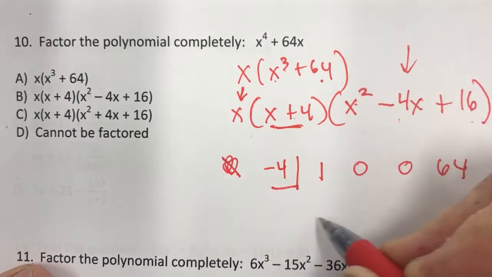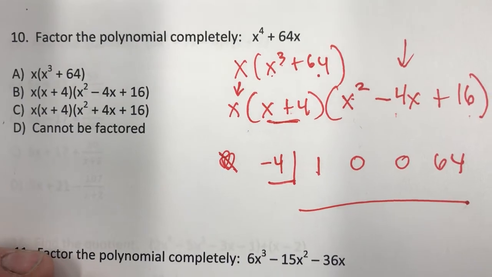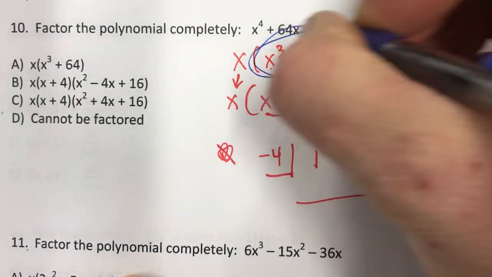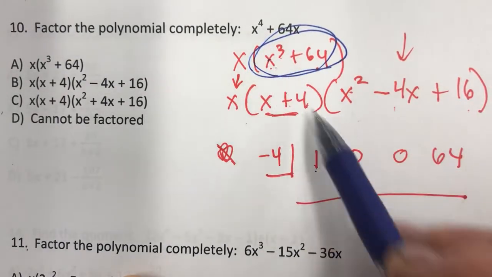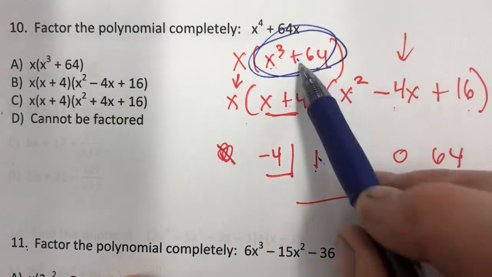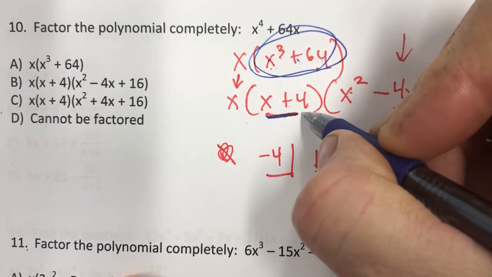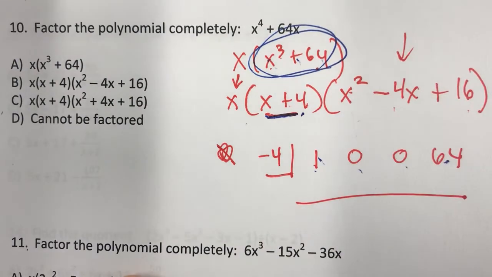So I'm going to put a negative 4 for my 0, and do a little synthetic division. So basically, what I'm doing now is I'm taking this right here. This is 1x to the third. I've got no x squared. I've got no x term. I've got the 64. And I'm going to divide by my 0 of that factor, which is negative 4.